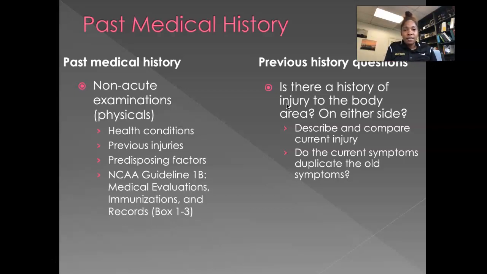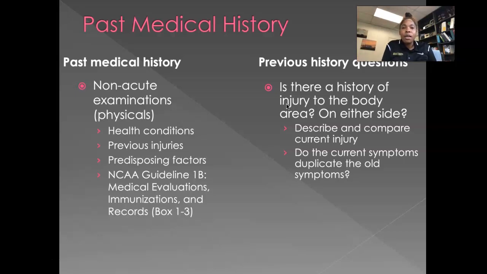Injury. Have you had an injury to this side or the other side, right? Have you had an injury to this joint or the other joint? Have you had an injury to this limb or the other limb, right? Describe and compare what the current injury feels like. Compare it to the previous injury. Is it worse? Is it better? Is it the same? You don't know, right? And then do the current symptoms that they're presenting to you, do they duplicate the old injury, right?